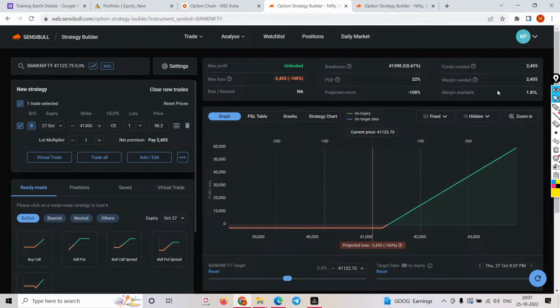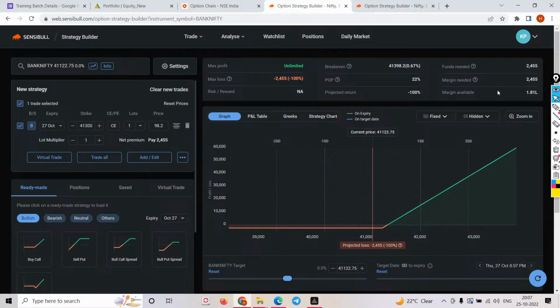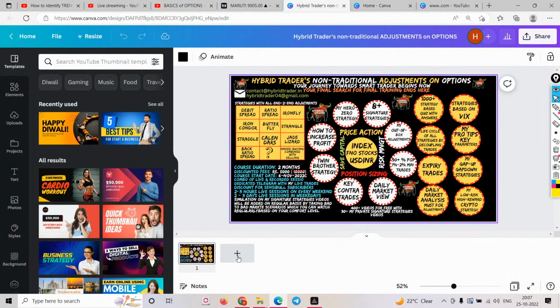Now, you know there is a myth in the market saying that the option seller has the edge over the option buyer. Let me give you one example. I'll show you everything in a practical manner.